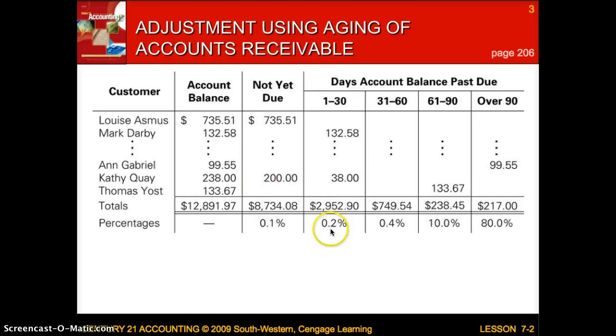But these percentages down here will show you what's the percentage of people that are not going to pay in this certain column. So if it is not yet due, we have estimated that 0.1% of these people will not pay. If they are 1 to 30 days past due, we think 0.2% of them will not pay. If they're 31 to 60 days past due, 0.4%. 10% when you get to 61 to 90 days will not pay, and 80% of these that are over 90 days past due will not pay on their account.